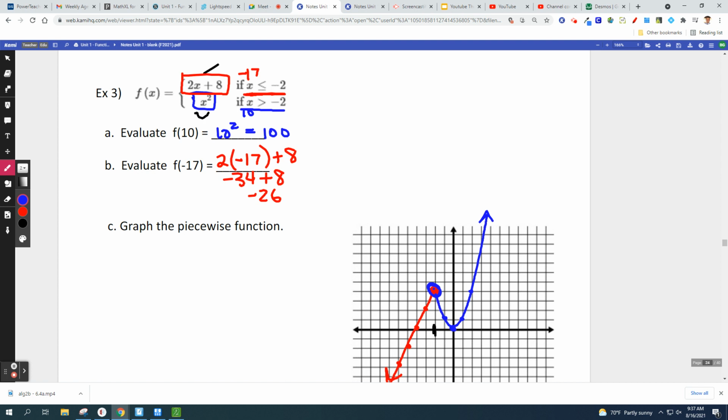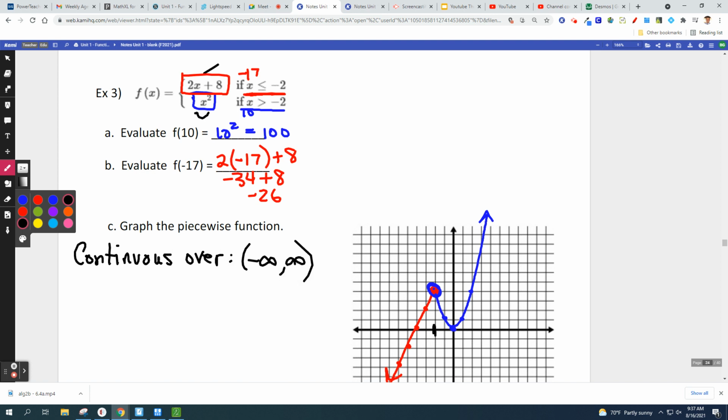And so if you think about continuity for this one, if I start tracing in the left and I trace up on the red and then I switch over to the blue, did I ever have to pick up my pencil? I never had to pick up my pencil on this one. So if you had to talk about continuity, you would say continuous over all real numbers, because I never had a gap. I never had a hole to jump over. I just went straight from red to blue, didn't pick up my pencil at all.